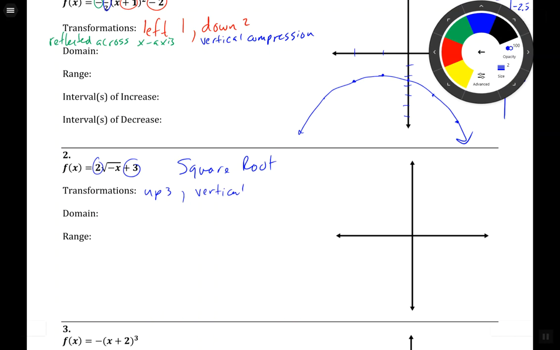If it's inside with the X, what is it? It's horizontal. So what does that negative do? Horizontal, so what? It's a reflection? What is it a reflection across if it's horizontal? No. Don't say X just to say X. It's reflection across the Y-axis. Because is this horizontal? This is vertical.